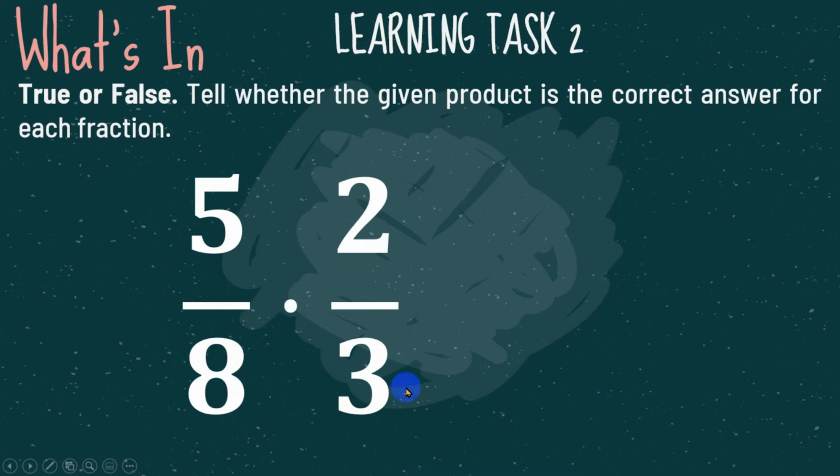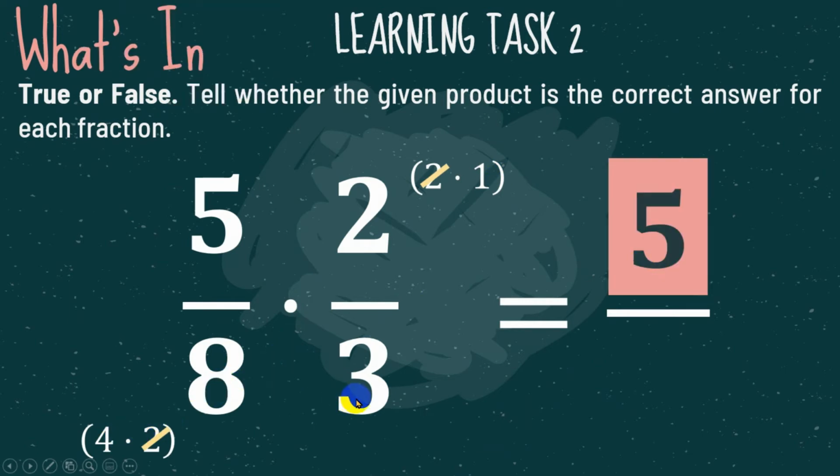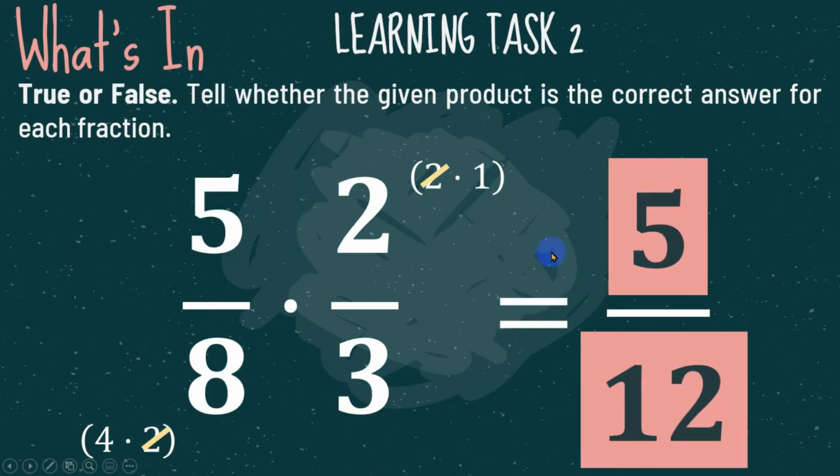Or again, sabi ko nga sa inyo, we can do the cross cancellation. Kung may makita tayo na factors among the numerator of the first fraction and denominator of the second fraction, or vice versa. So, in this example, we have 2 and 8. They have a common factor which is 2, so we can cancel that out. So, 5 times 1, that will be 5, and 4 times 3, that will be 12. And this is the simplified form of the product of the given fractions.